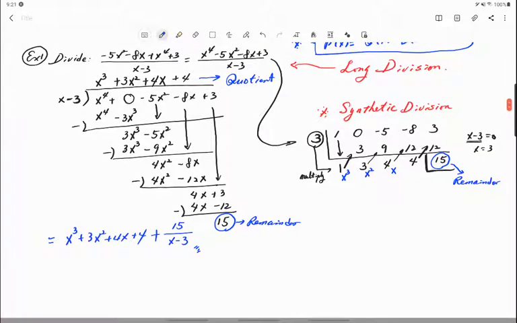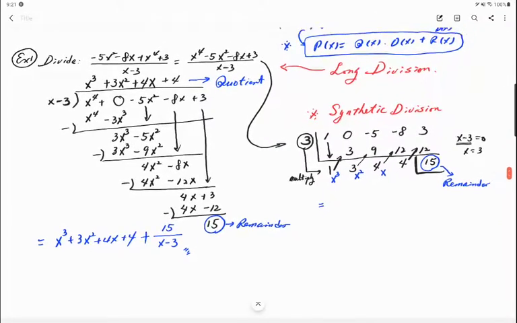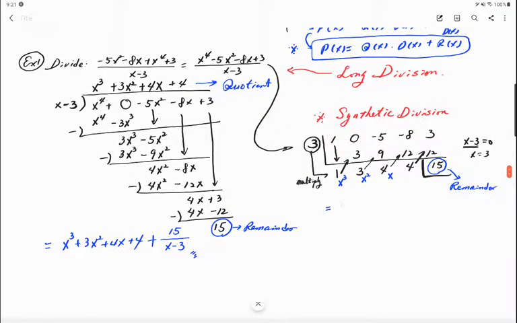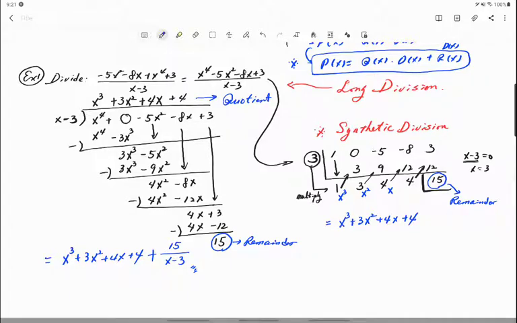So the answer is, write down these 4 terms: x cubed plus 3x squared plus 4x plus 4. Can you see it? So the last one is the constant, and as you go to the left, the degree of x increases by 1. And then plus, the 15 is the remainder, so write down 15 over the divisor, x minus 3. Right, so we have the same answer.